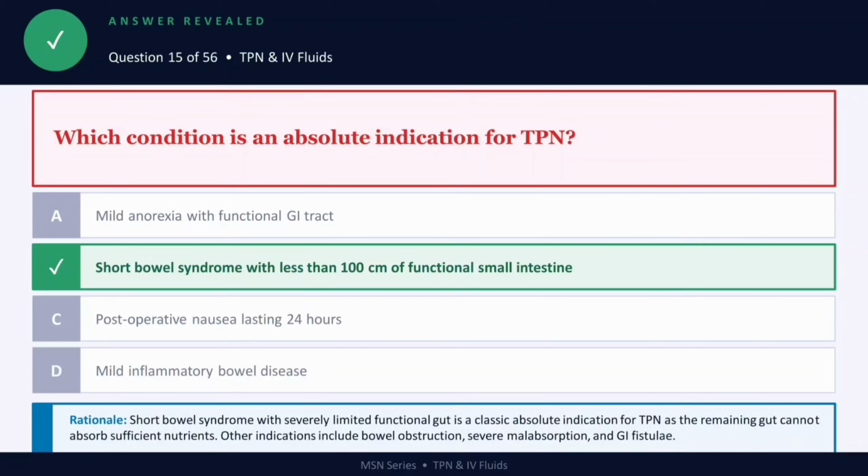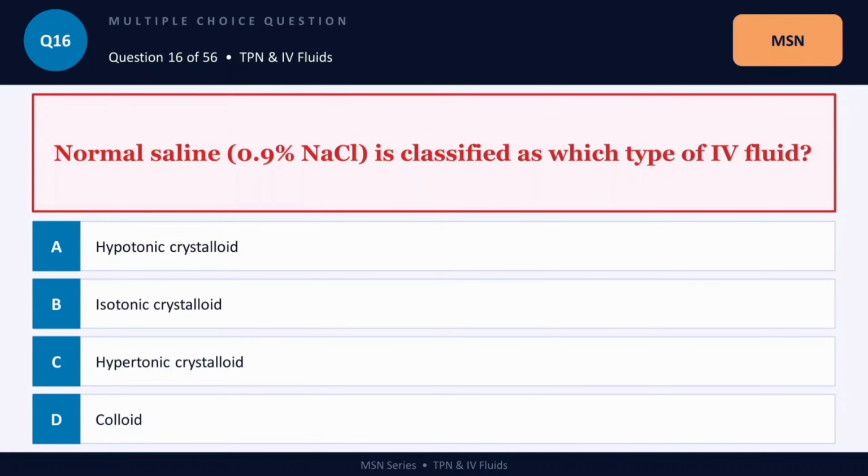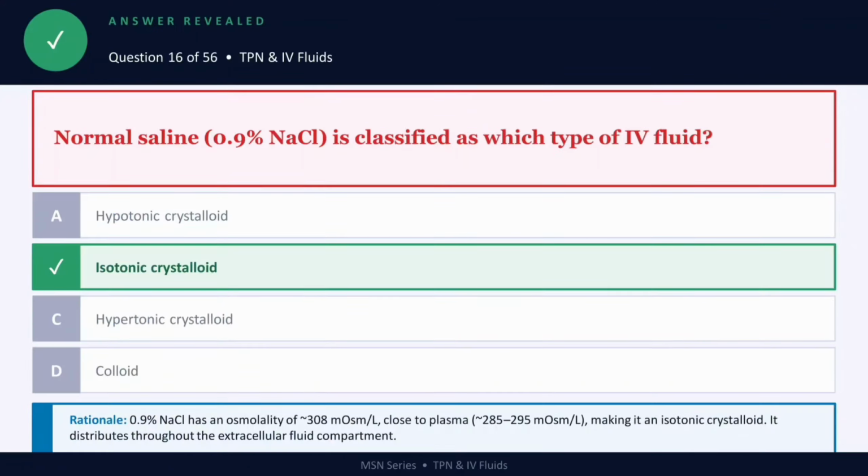Rationale. Short bowel syndrome with severely limited functional gut is a classic absolute indication for TPN, as the remaining gut cannot absorb sufficient nutrients. Other indications include bowel obstructions, severe malabsorption, and GI fistula. Question number 16. Normal saline is classified as which type of IV fluid? Option A hypotonic crystalloid. Option B isotonic crystalloid. Option C hypertonic crystalloid. Option D colloid. The correct answer is option B isotonic crystalloid.